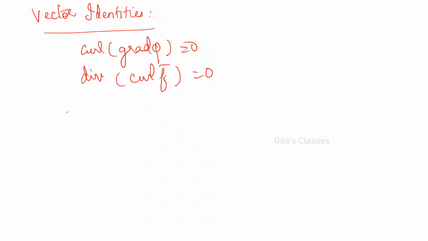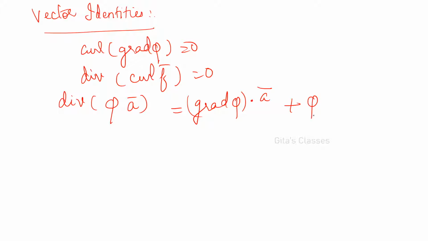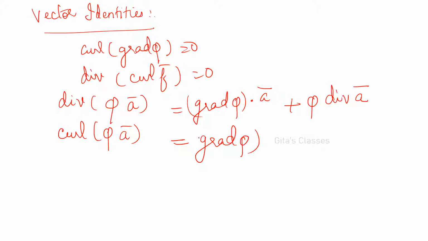Then we have divergence of phi into A vector, which is equal to grad phi dot A vector plus phi into divergence of A vector. Okay. Then similarly, curl of phi into A vector is equal to grad phi cross A vector plus phi into curl A.